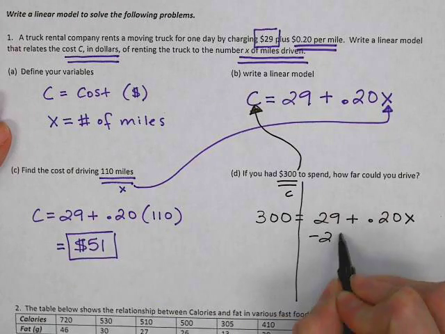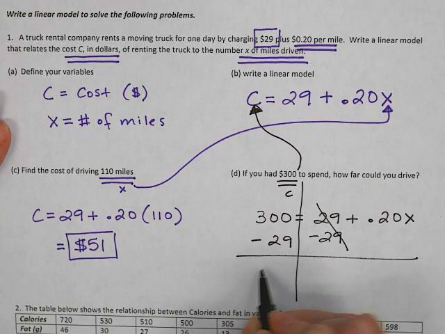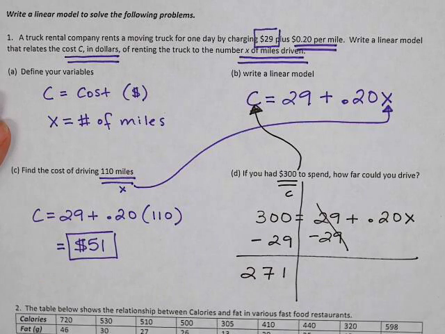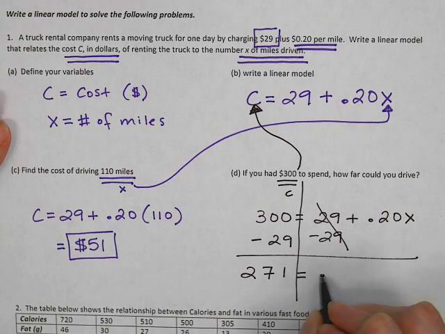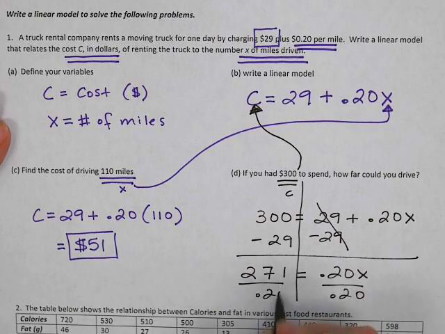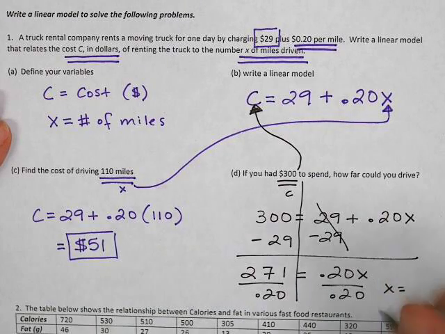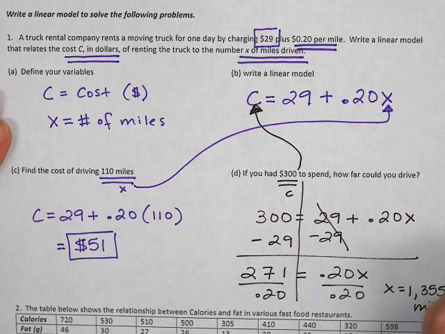So minus 29, what is that? 271 equals 0.20x, and then divide by 0.20, divide by 0.20, and we should get X. And I got 1,355 miles. And you always put units on these when they're word problems.